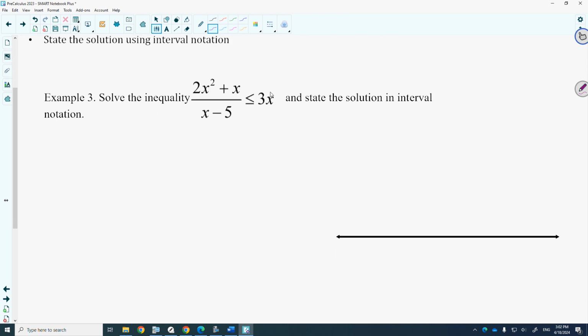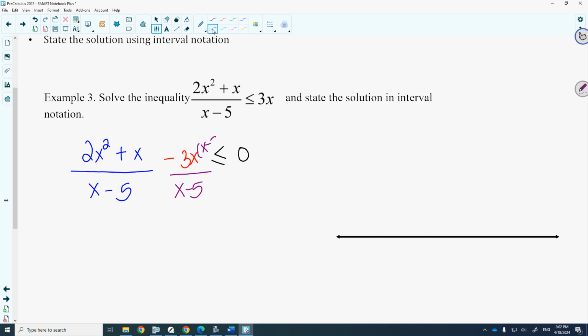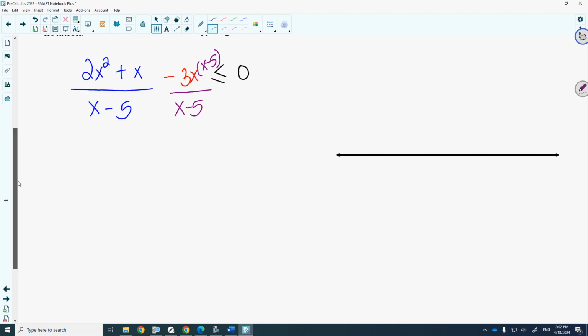Okay, so bring that 3x to the left-hand side. So what I will have is 2x squared plus x over x minus 5. Bring that 3x to the left, and I've got less than or equal to 0. How do we do rationals in 20-1? Common denominators. So if I've got an x minus 5 here, I want an x minus 5 here. What you do to the bottom, you do to the top. Okay, so my denominator is x minus 5.